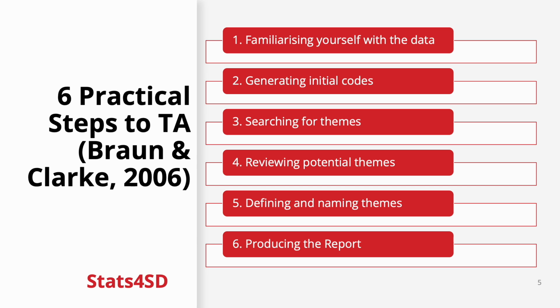Step number 4 is reviewing potential themes. After identifying themes, you need to refine them. It's like a quality control where you double check the relationships among them and with the whole data set. You may decide to split, merge, or even discard some themes.